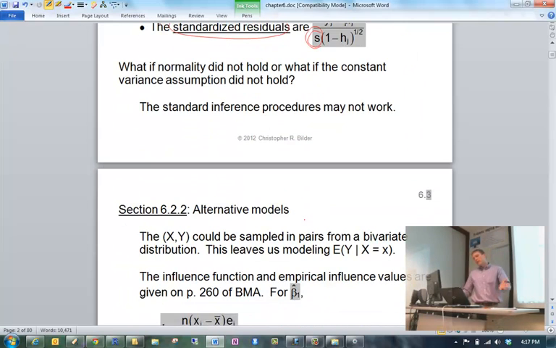So then the question comes, what if normality does not hold? These epsilons have a normal distribution, that's what we're assuming. What if they don't? That would mean that the y's don't have a normal distribution. What if constant variance doesn't hold? What if other violations of our stated model occur? Well, that means that any of the inference procedures that you looked at back in Stat 870 may not work. So that's why the bootstrap is useful.